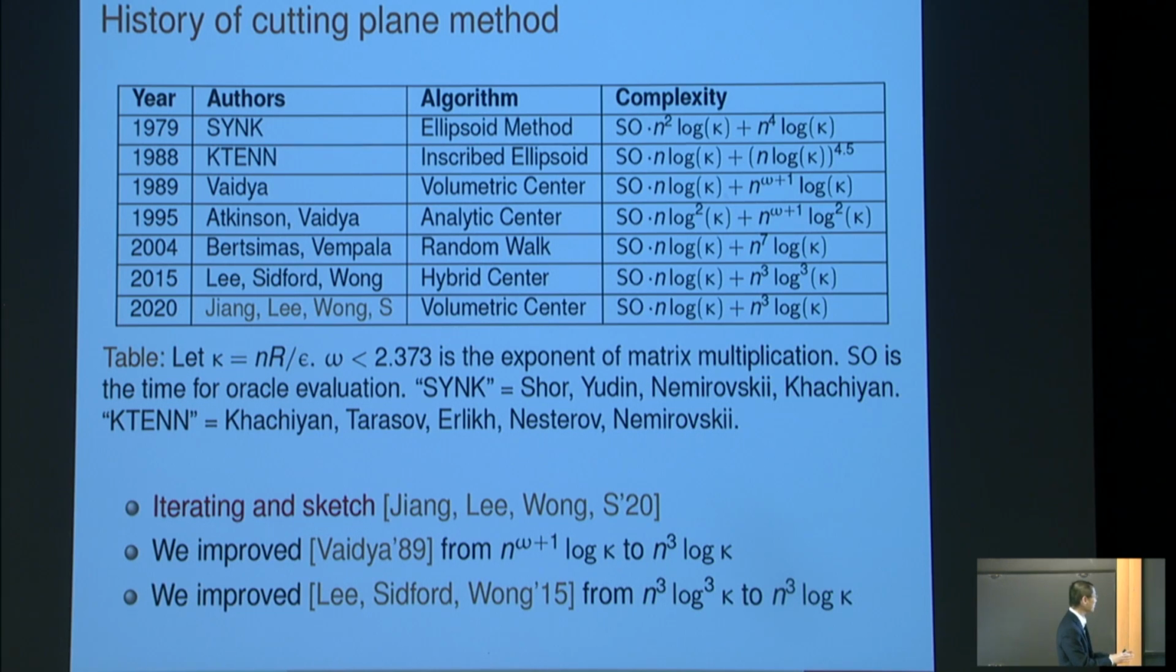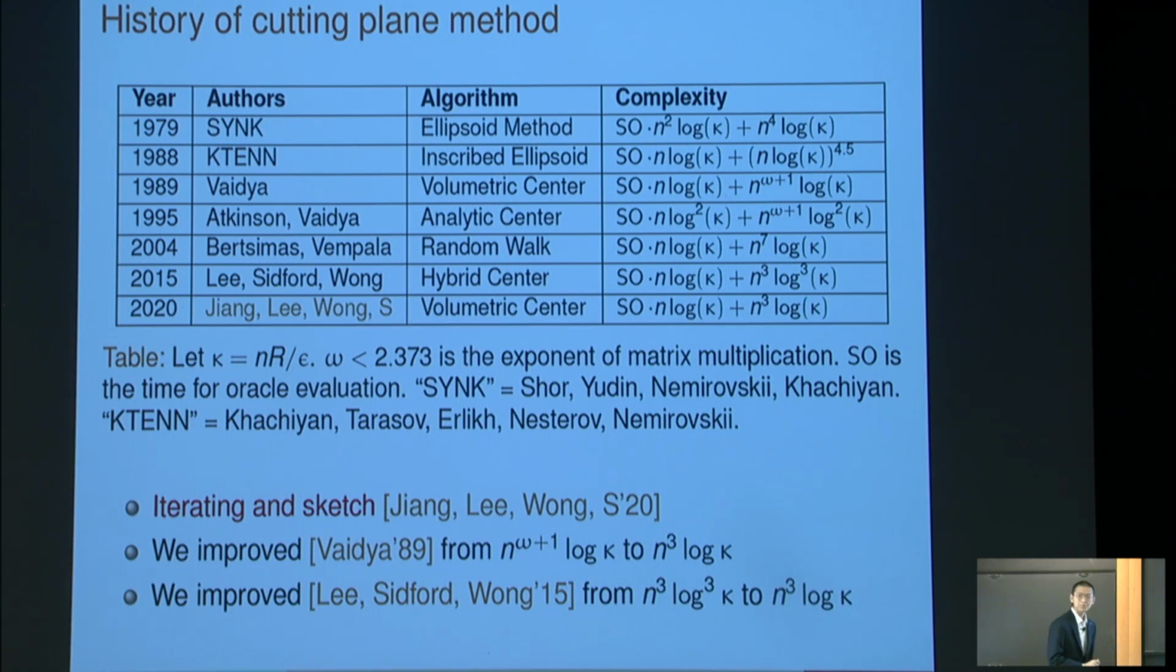From another perspective, we basically improved the 2015 algorithm from n cubed log kappa cubed to n cubed log kappa. And we just improve some log factor. But in some applications, like in game theory or economics market problems, this kappa can be 2 to the n. And in that case, this log squared kappa is going to be important and matters.